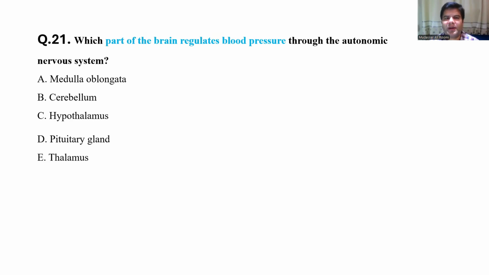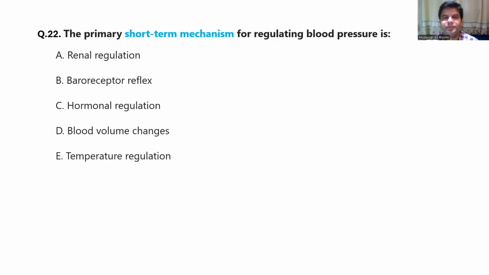Next question is which part of brain regulates blood pressure through the autonomic nervous system? And the options are medulla oblongata, cerebellum, hypothalamus, pituitary gland, and last option is thalamus. Answer is medulla oblongata. So the cardiovascular center or vasomotor center is located in our medulla oblongata of the brain, and this center is responsible for controlling our blood pressure by controlling the blood vessels and the heart.